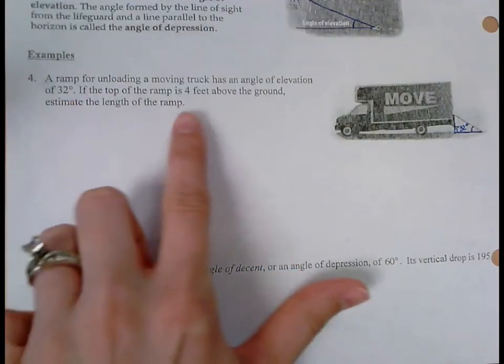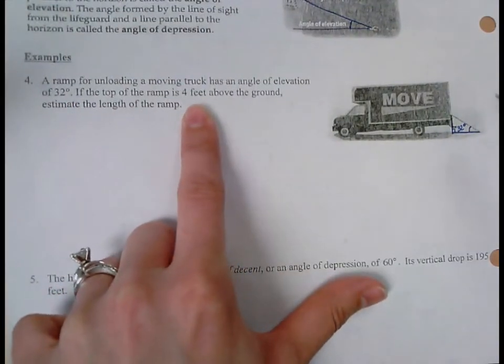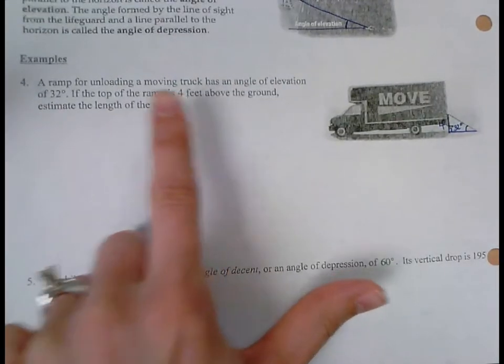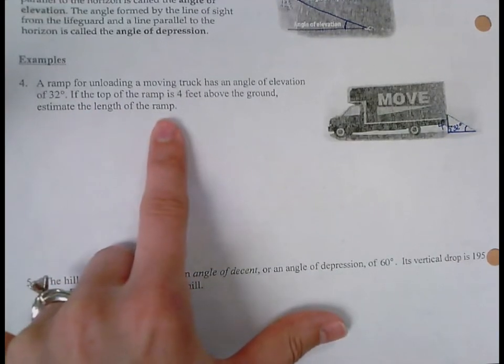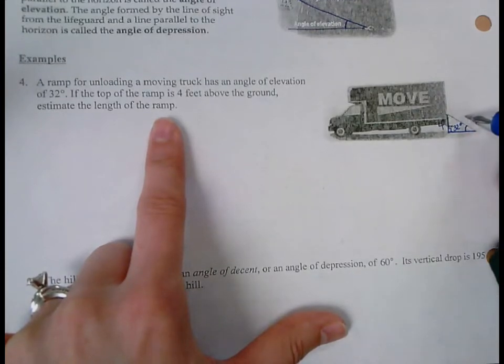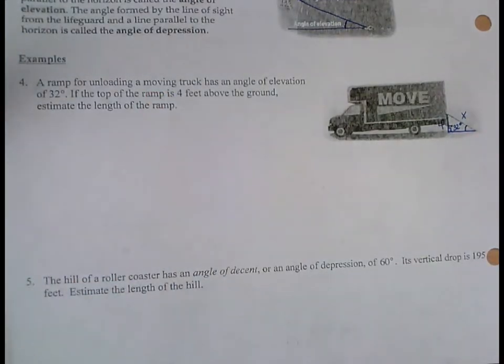So it says if the top of the ramp is 4 feet above the ground, so which side length of our triangle is 4? The opposite side length, adjacent side length, or hypotenuse? The opposite. So opposite of 32, this vertical length, that is the side length that is 4. We are then estimating the length of the ramp. So which side of the triangle are we trying to find? What side of the triangle is the length of the ramp? The hypotenuse, yes. So I'm going to call the hypotenuse x.